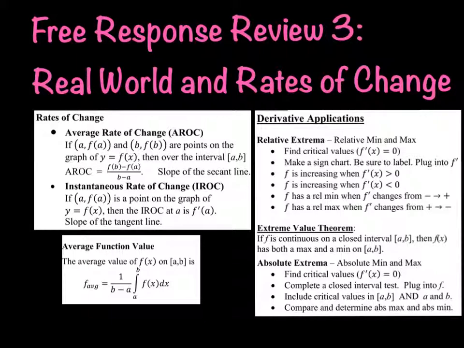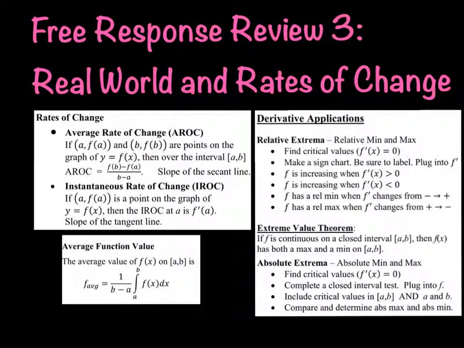Okay, what I want to point out is that average rate of change and average value are two very different things. If it's asking for the average value of a function, whatever that function is, if it's asking for the average rate, well then you would do the 1 over b minus a. So they will give you an interval.